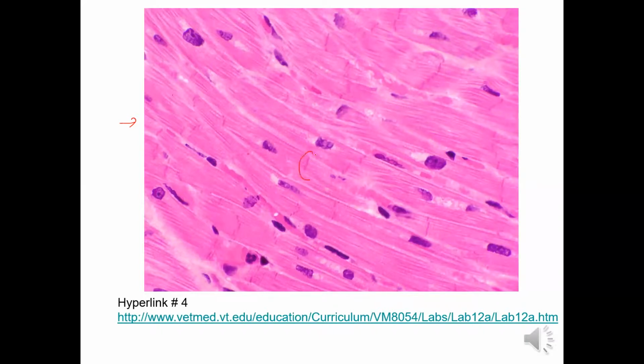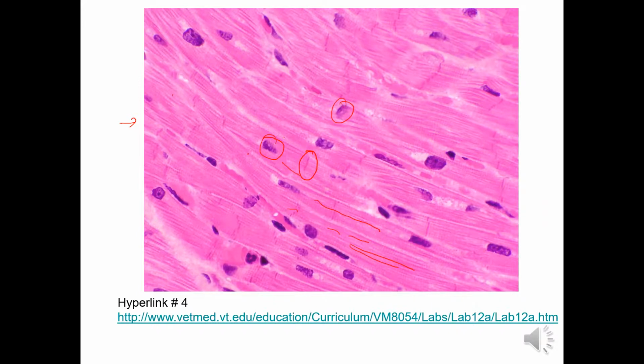And here's an intercalated disc. It's striated, right? Is it voluntary or involuntary? Involuntary. Yeah, they're all involuntary except for skeletal. And it kind of looks like skeletal in a way, but it's usually centrally located, one nucleus per cell. These are the cells, and these lines of proteins, if you remember, are actin and myosin.